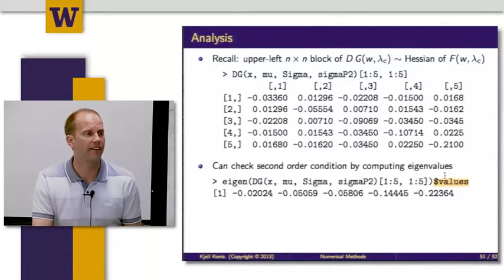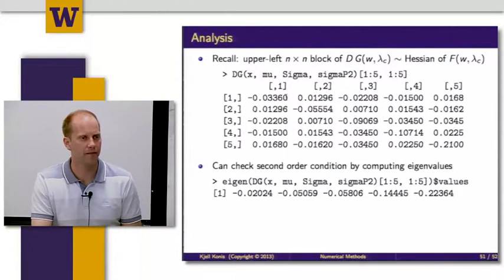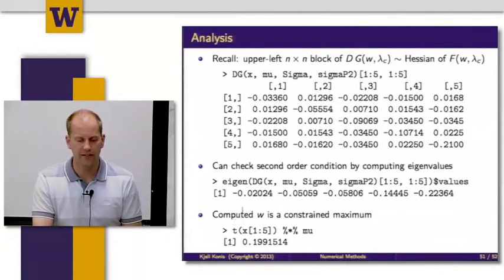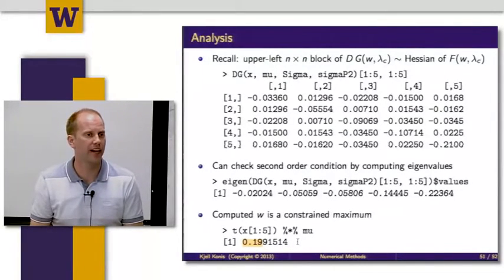If I take just the values out of this function, I get this vector of 5 values, and they're all less than 0. That tells me that this matrix is negative definite, and that the computed point, in this case W sub c, corresponds to a constrained maximum of the objective function. And then finally, I can find the computed W. So that's 0.199. This is the maximum that I can make the expected return for my portfolio, subject to having a risk of 0.25 squared.